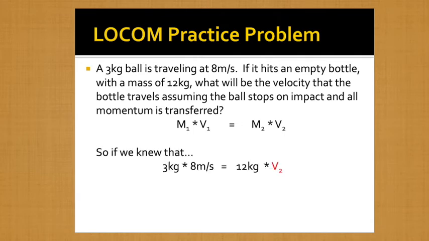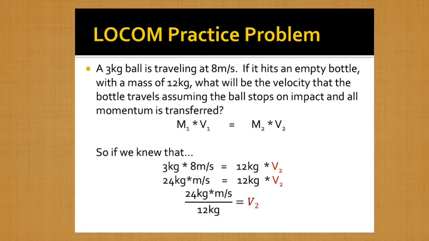We calculate the momentum of the 3-kilogram ball to be 24 kilograms times meters per second. Then we divide that by the mass of the second object. We find that the velocity of the 12-kilogram bottle is 2 meters per second after impact.